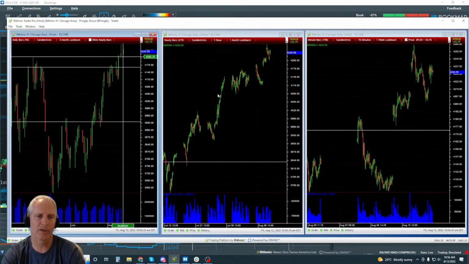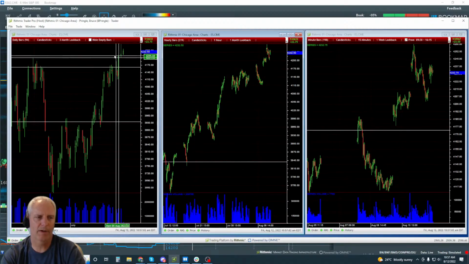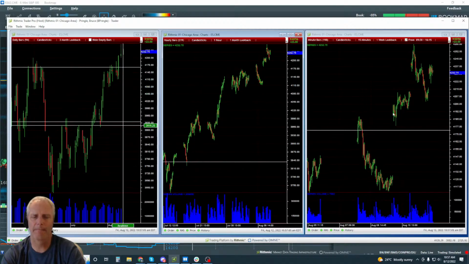Now let's go over to the hourly in here. The buyers have control, pullback, they still have control, consolidation, higher highs, higher lows, still have control. Still seeing that even on the big pullback the other day, they're still in control above this area here. So that's kind of what we're reading.